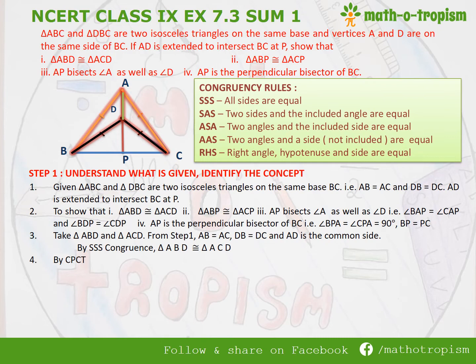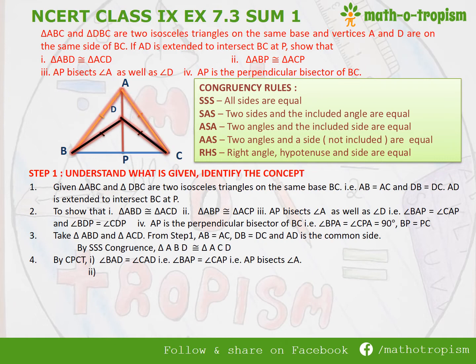Similarly, if this is congruent, it means by CPCT we can show that angle BAD is equal to angle CAD, which is nothing but angle BAP is equal to angle CAP. So since both the angles are equal, it means my line AP is cutting my angle A into two equal halves. Therefore, we can write that AP is bisecting angle A.